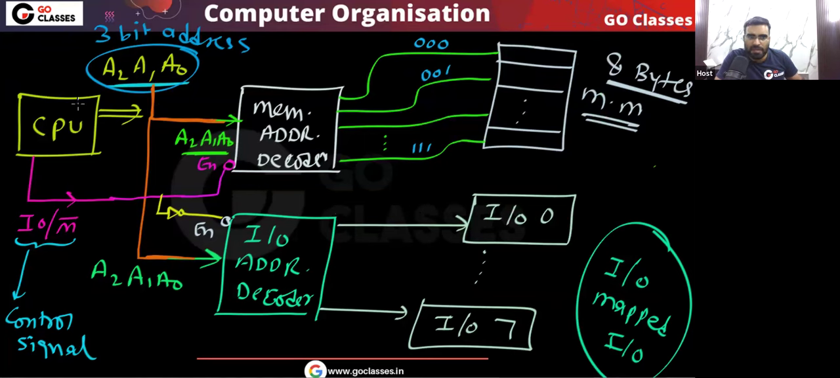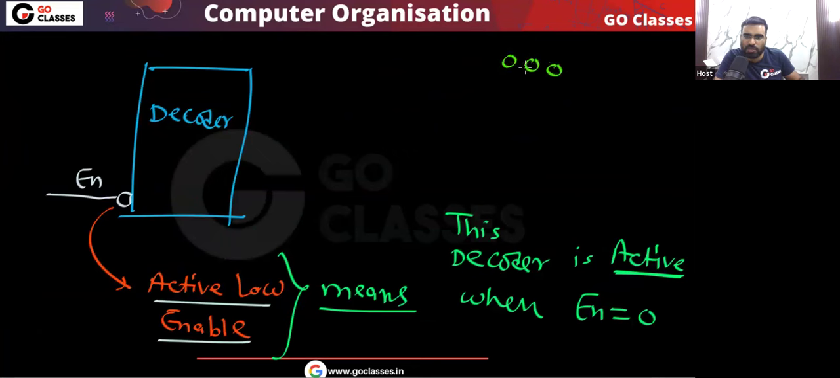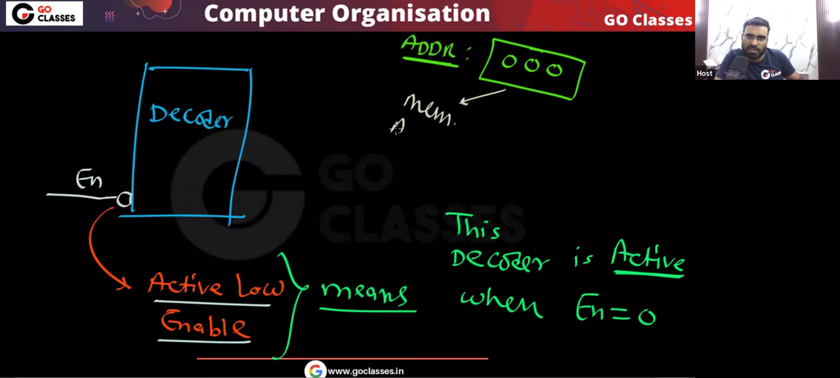Now remember, this CPU will generate the address. This address can be either a memory address or an IO address. Now, how to differentiate? If the CPU is generating this address, how do we differentiate whether this is a memory address or an IO address? We are confused whether this is a memory address or an IO address. Do you agree with me? This is our question.